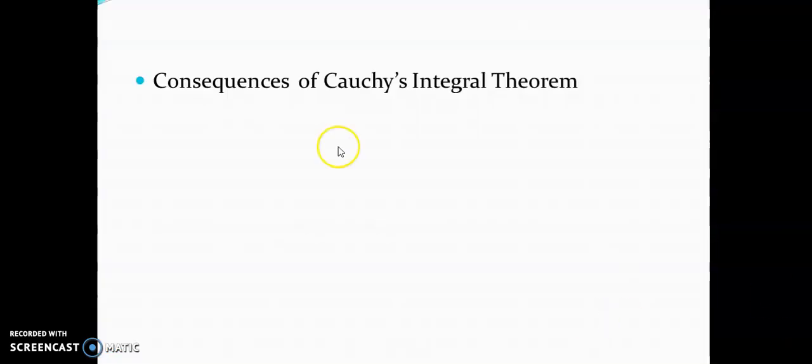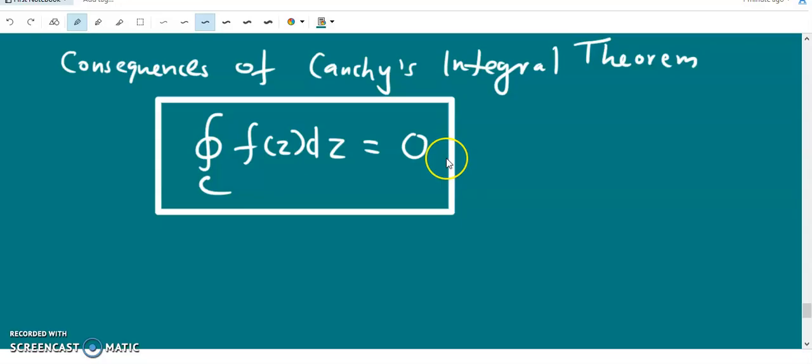Let us discuss the consequences of Cauchy's integral theorem. So we have seen that Cauchy's integral theorem is given by the closed integral over C of f of z dz equal to 0, where C is a simple closed curve in a simply connected domain. So now we discuss the consequence of this Cauchy's integral theorem.